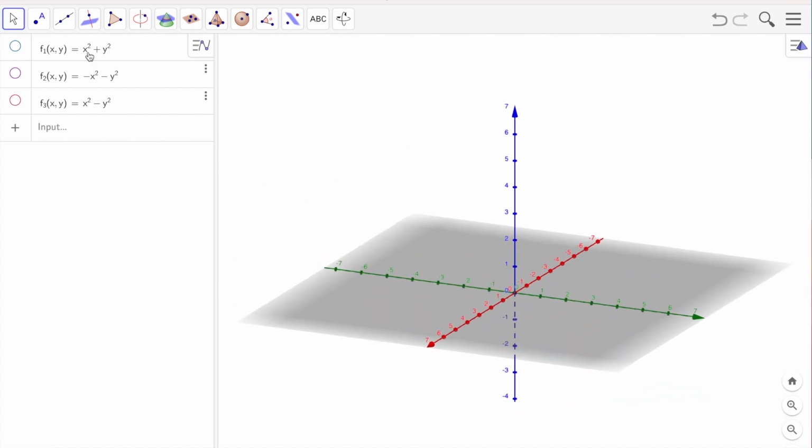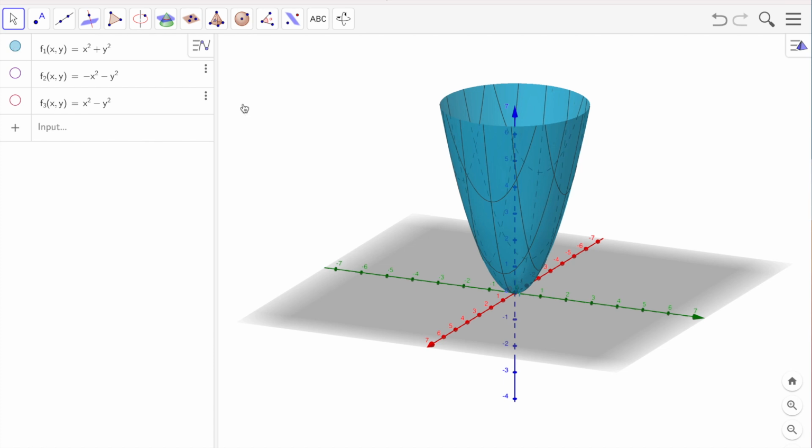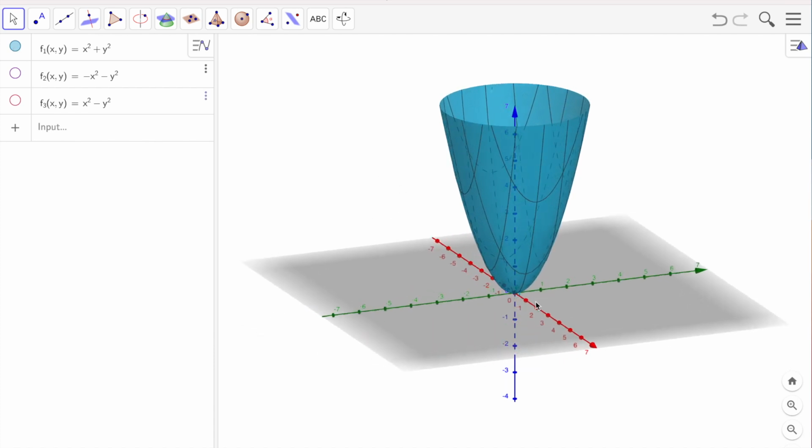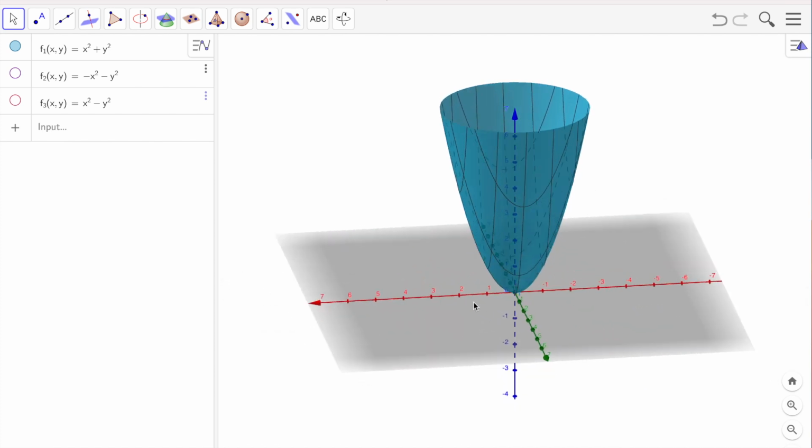Okay, I've prepared the three equations, as you can see here. So f1, f2, f3 as in the example. So let's first take a look at f1. I think we had this already in the demonstration video for GeoGebra. This is what this looks like. This is what we call a paraboloid.